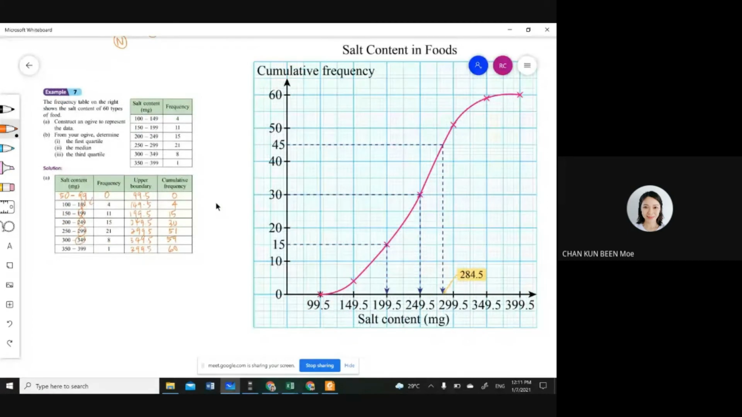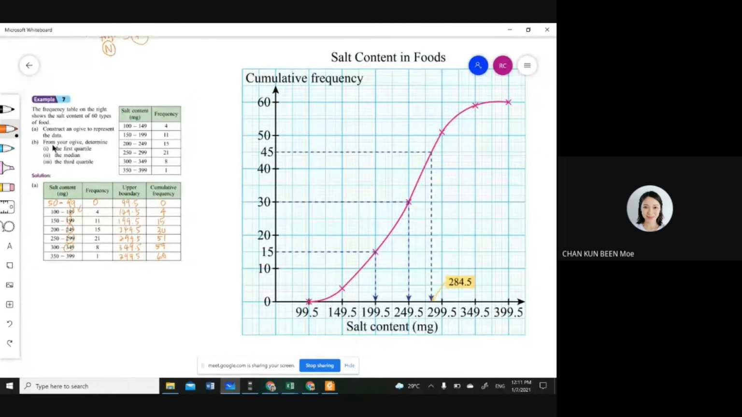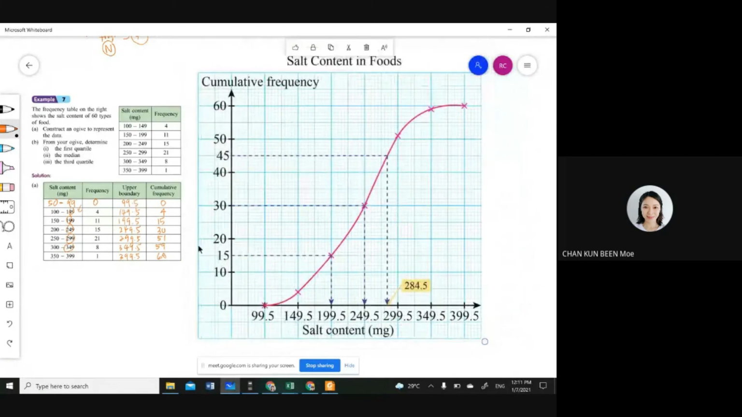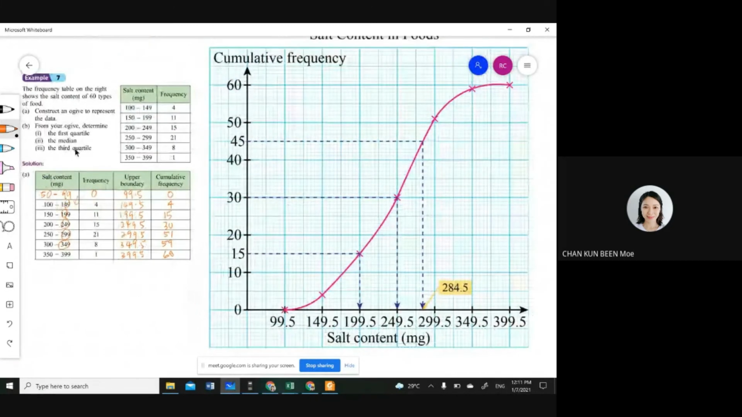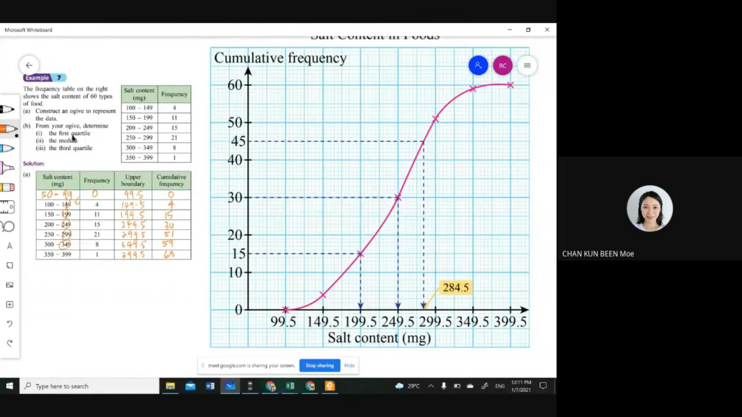From the ogive, they give you the question over here. You look at B. I'm not sure whether you can see or not. I'll put it nearer. From the ogive, determine the first quartile. Do you remember what is the formula to get the first quartile? First quartile, I write down now. It is 1 over 4 or n over 4. So n over 4 will be equal to 60 because the total data is 60, right? So we divide by 4, we are going to get 15. Correct. So 15 is not our first quartile yet.